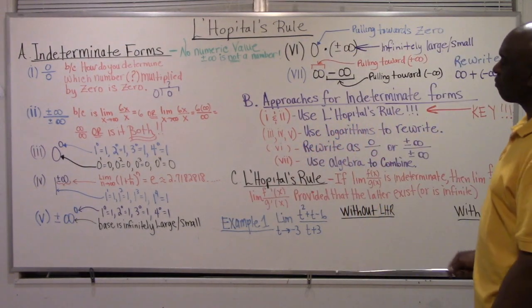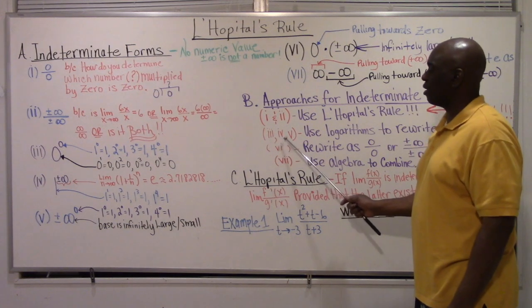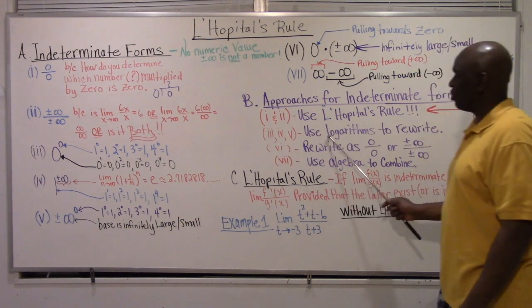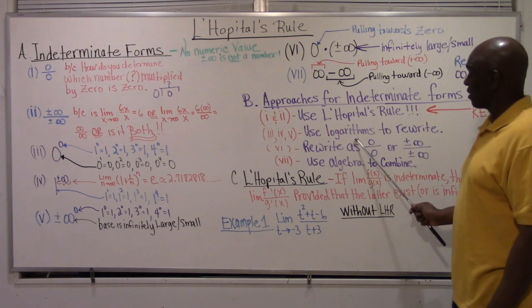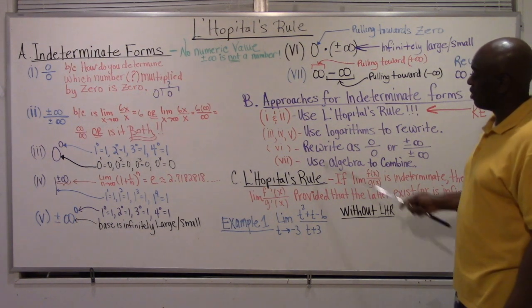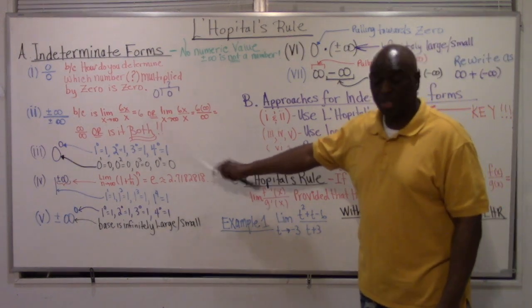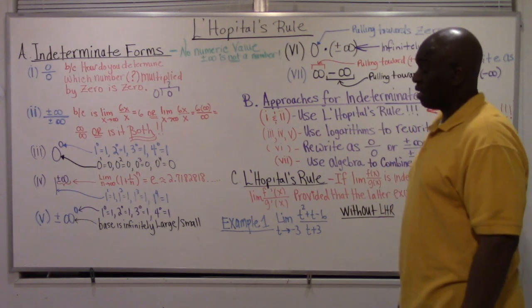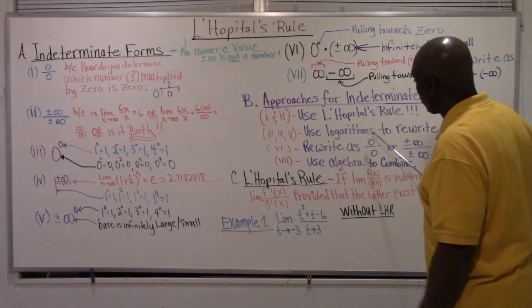Here we go. If the indeterminate form is like condition 3, 4, or 5, we have to use logarithms to rewrite our expression or our limit, and then do some other operations which we'll get to. But we have to use logarithms.